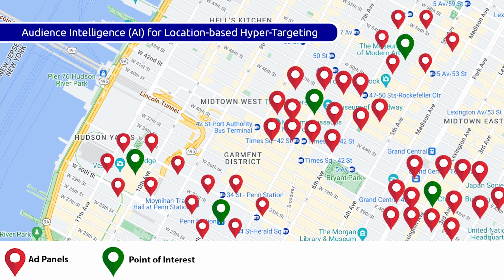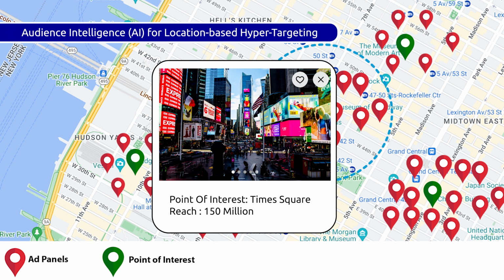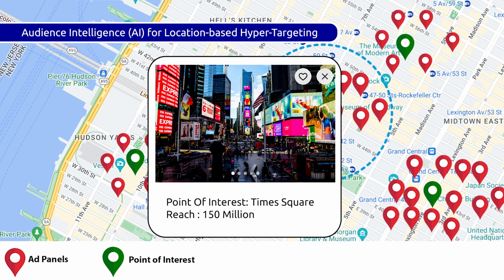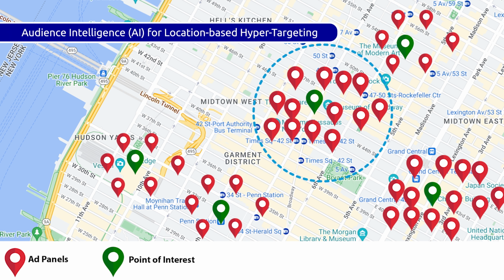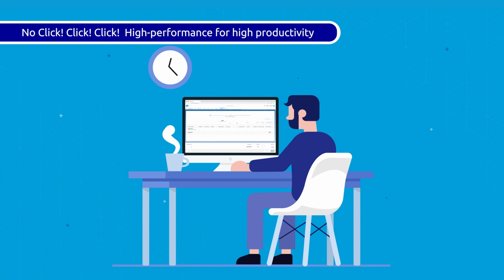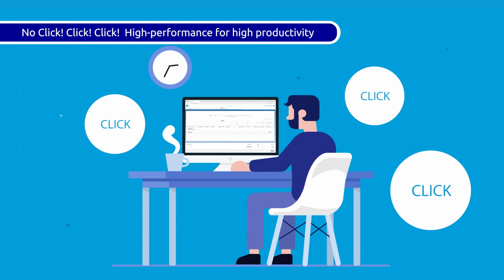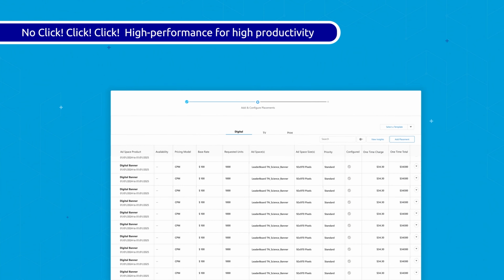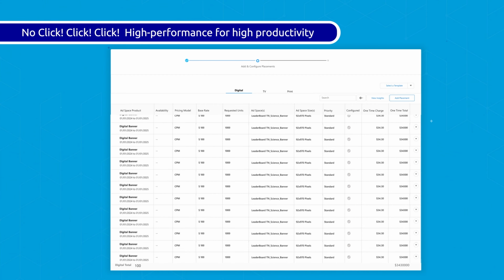Use the directory of points of interest to connect the dots between ad panels and audience intelligence. Use traffic at points of interest and proximity of ad panel for location-based hyper-targeted campaigns. Transform your sales organization into a high-performance team that closes deals fast instead of click, click, click. Create campaigns with hundreds of line items within seconds.